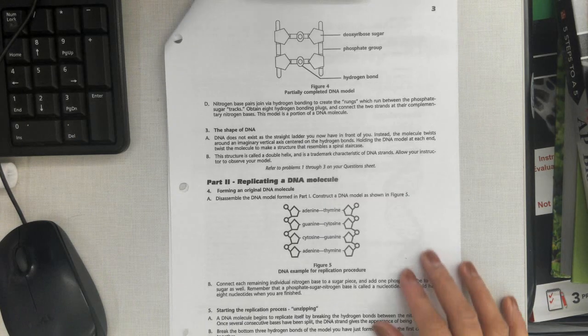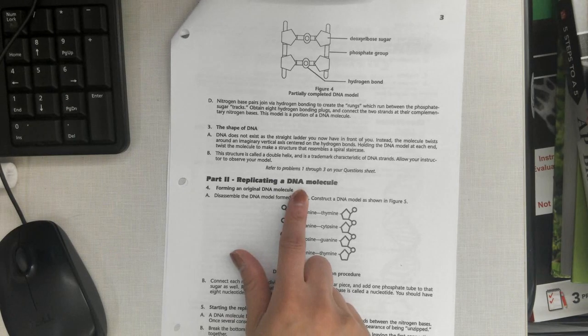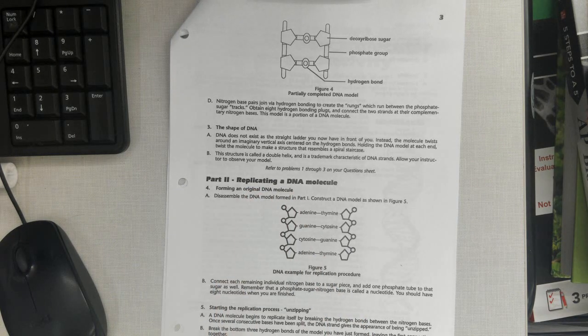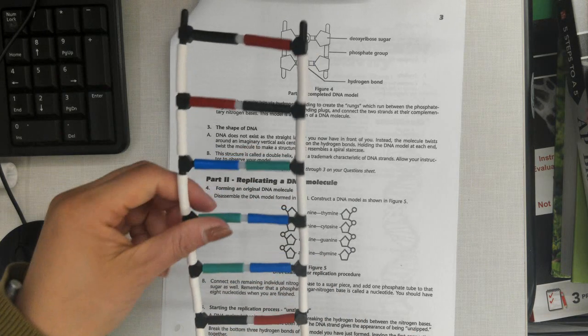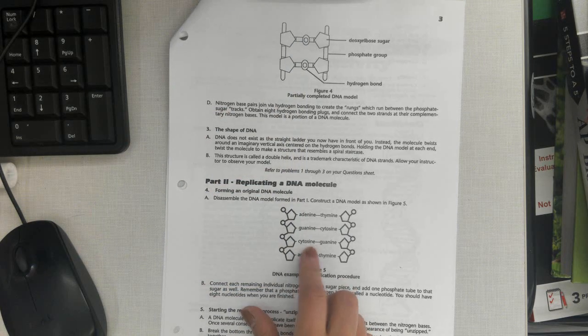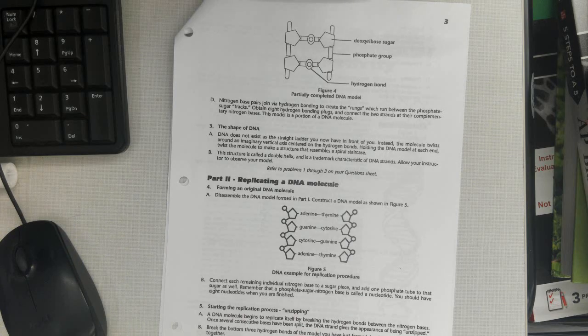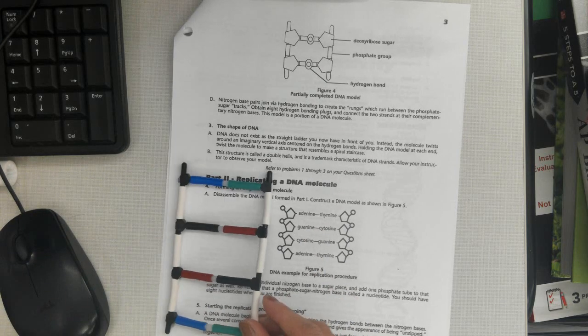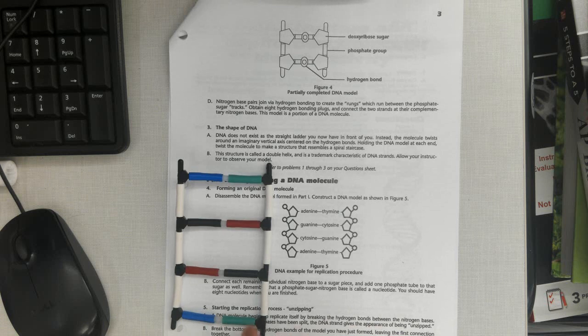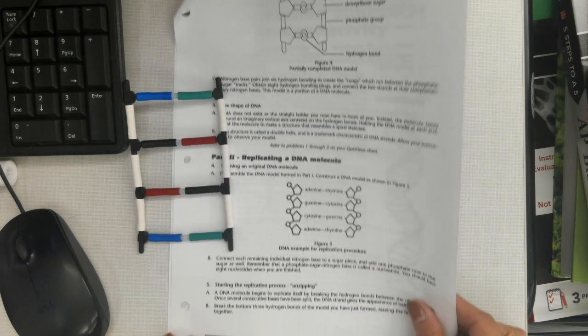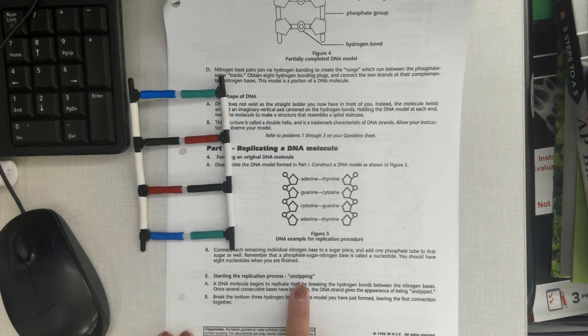The second part was replicating DNA. Okay, remember in mitosis or meiosis, we need to make copies of our DNA. So here it had specific bases that needed to be put together, and that's what it has here. And after you had that done, you had to start the replication process.